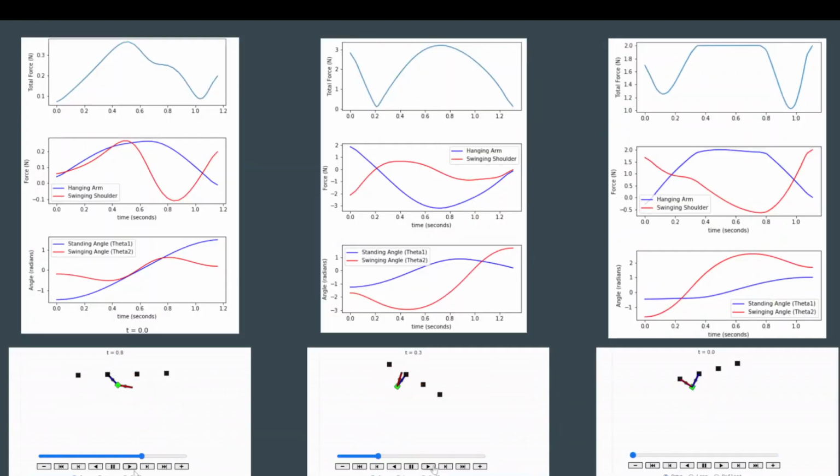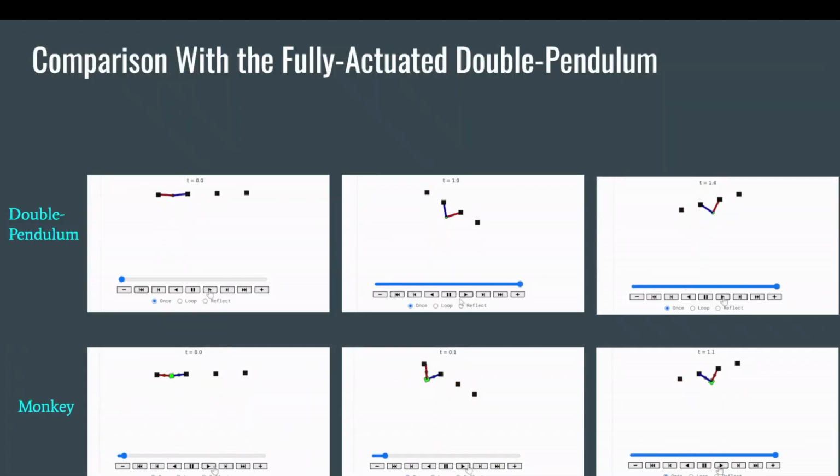And here are all the simulations on one page, just to compare. And we also did a simulation with the double pendulum, which is just changing where the masses are located mostly. And you can see the motions are a little jerkier and probably less reminiscent of primate brachiation.